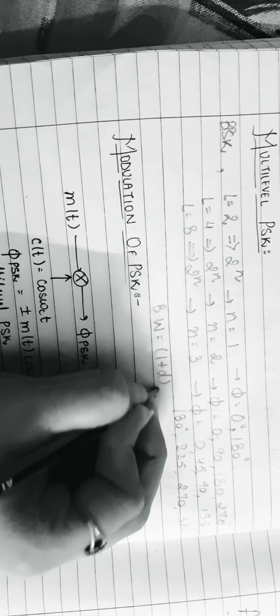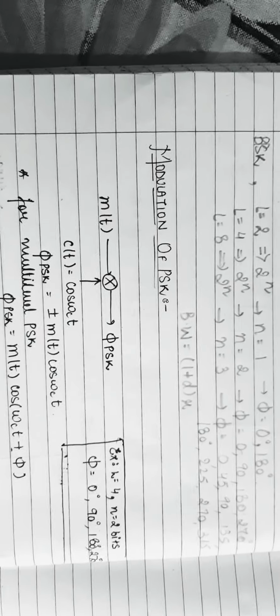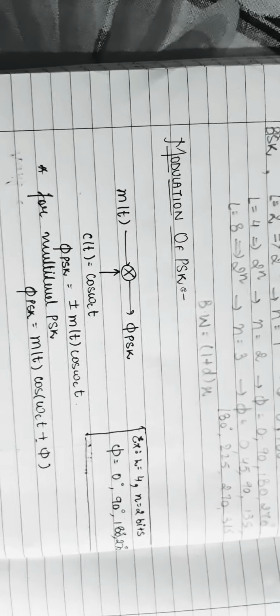So the bandwidth, we know, will be equal to 1 plus d into small r, where small r represents your baud rate. Now coming on to the modulation of PSK. We have a message signal that is m(t). Here 1 represents the positive signal and 0 represents the negative signal.